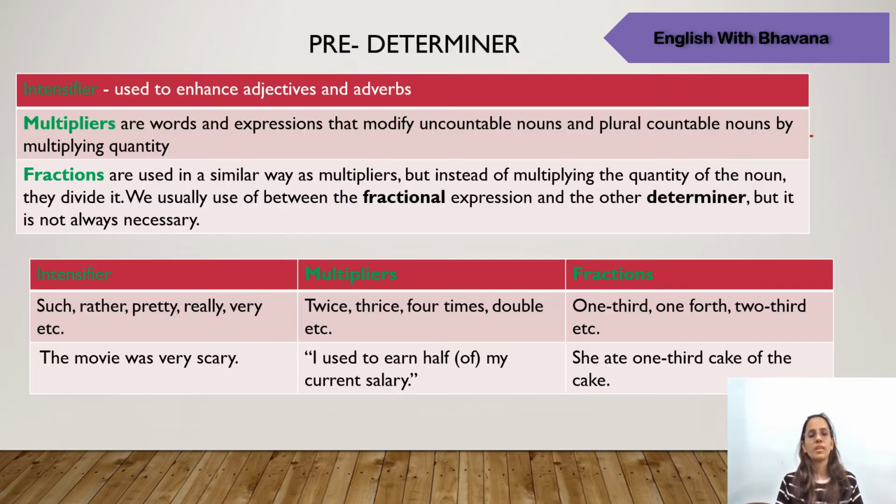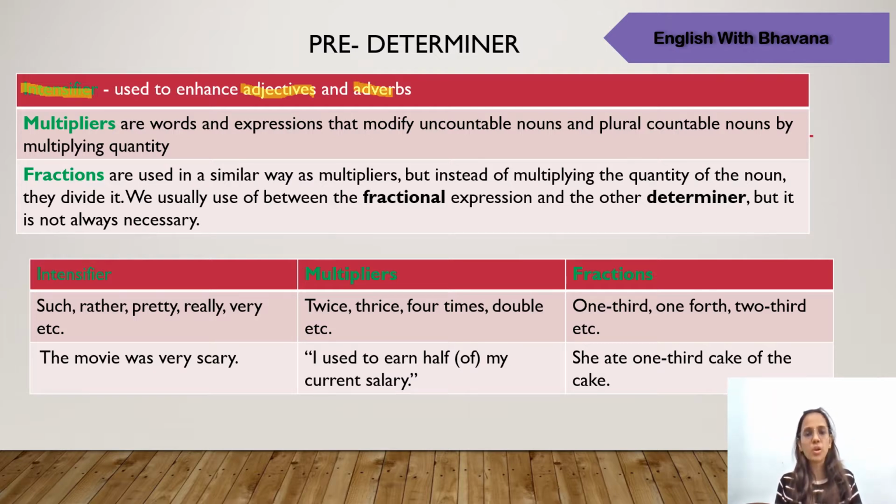Now, what is an intensifier? An intensifier is used to enhance adjectives. Now, what are adjectives? Adjectives give more clarification to a noun, they modify the noun. For example, this is a dress. So dress is a noun. But when I say this is a black dress, black is what? Adjective. When I say this is a beautiful dress, beautiful is an adjective, because it is modifying. It is giving you more information about the noun.